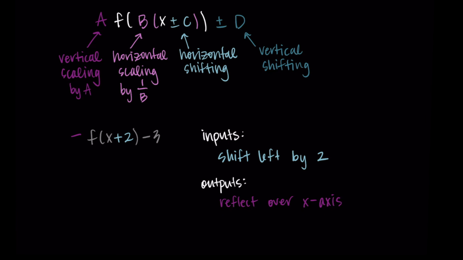All right, then we just have one more transformation that happens with the outputs of the function. This is the -3 at the very end. So we're taking the outputs and we're subtracting 3. This corresponds to a shift down by 3. And there we go. We have 3 transformations, and this is the order they occur in.